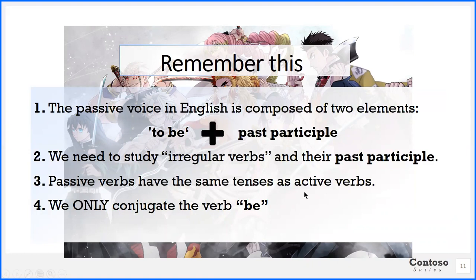Passive verbs have the same tenses as active verbs, like we saw. If the active sentence is simple present, the passive sentence is simple present. Okay, so they're going to be the same. And like we already mentioned, the only thing we're conjugating when we change it into a passive is the verb to be. Okay, and then the main verb, the main action, is gonna be changed to past participle, like we've seen in a lot of different examples on top.